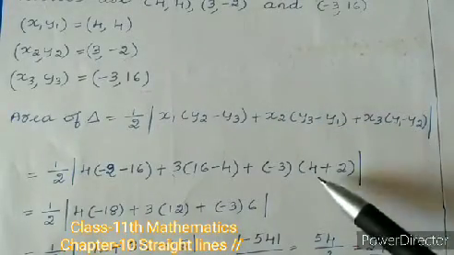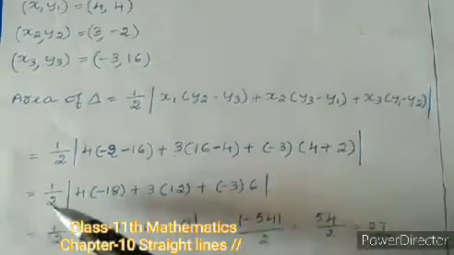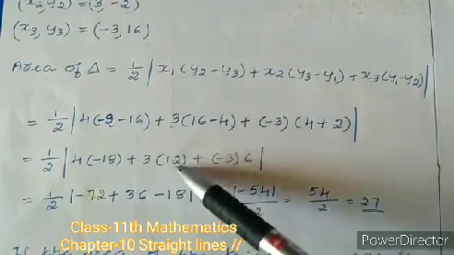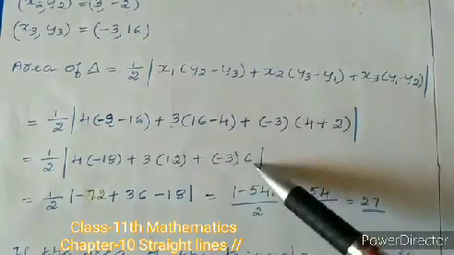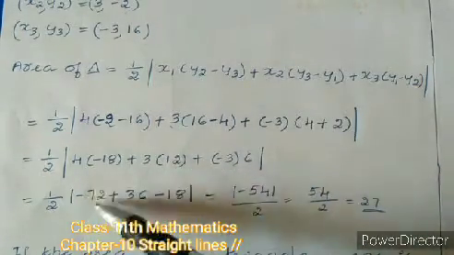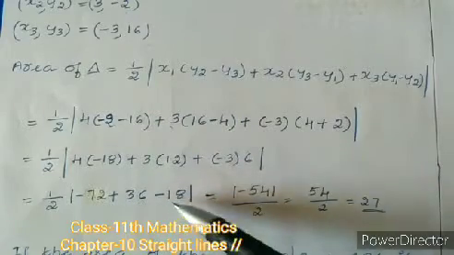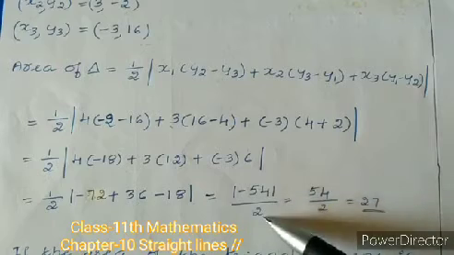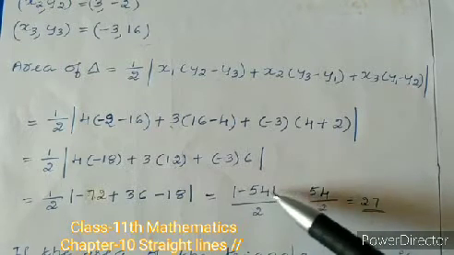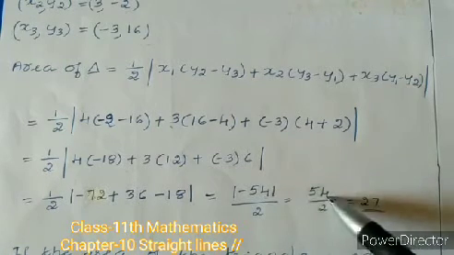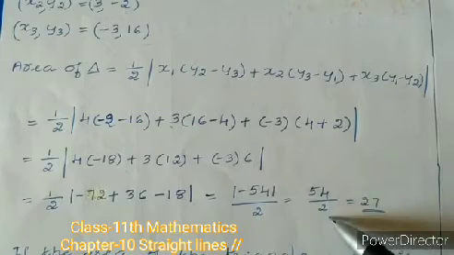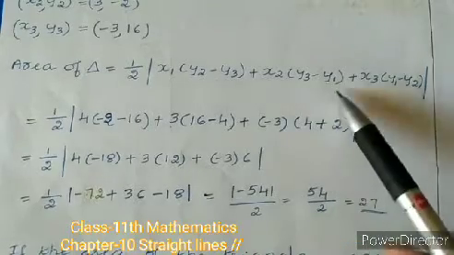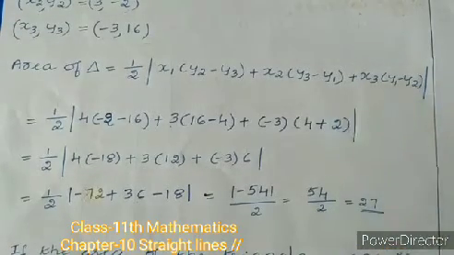so minus plus 4 plus 2, that is equal to half modulus 4 into minus 18 plus 3 into 12 plus minus 3 into 6, that is half modulus minus 72 plus 36 minus 18, that is equal to modulus of minus 54 divided by 2. You can take the modulus sign so that this becomes plus 54 divided by 2, that is equal to 27. So this way, by using this formula, you can find out the area of a triangle.